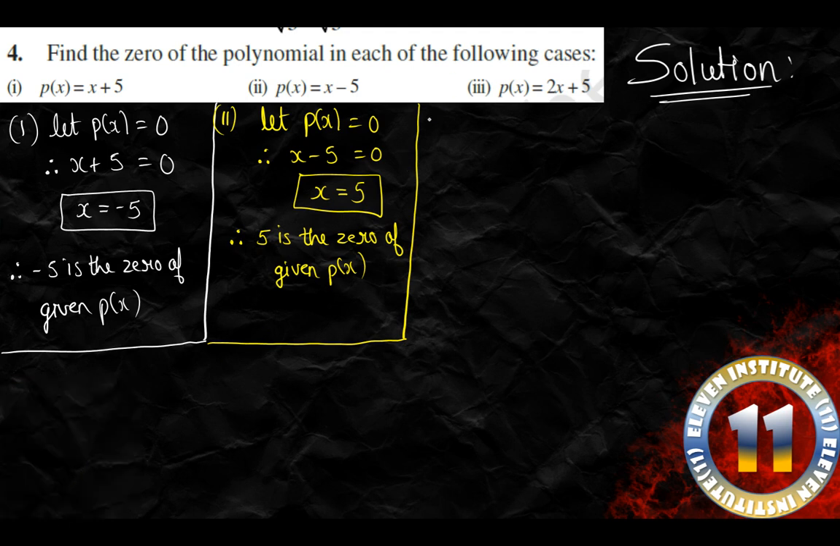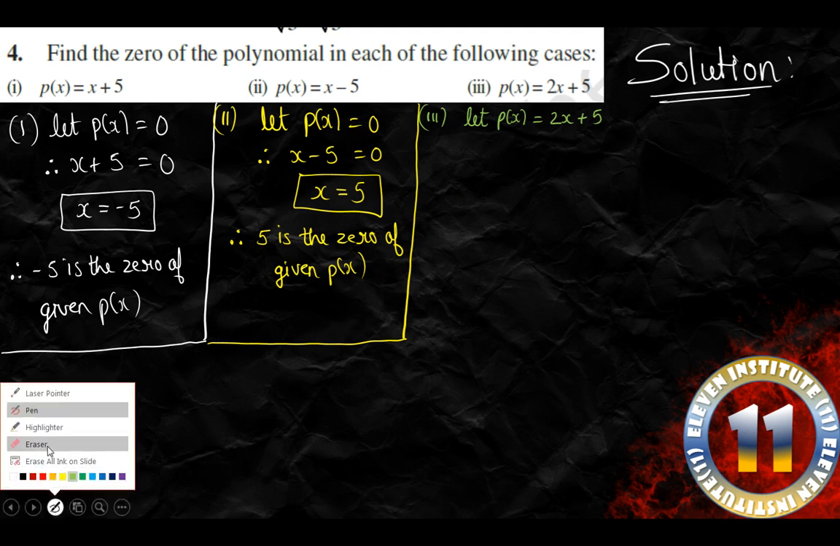So the third polynomial that is given to us is 2x plus 5, and we have to find the zero. So again our first step will be the same. Let p(x) is equal to 2x plus 5. That is fine.